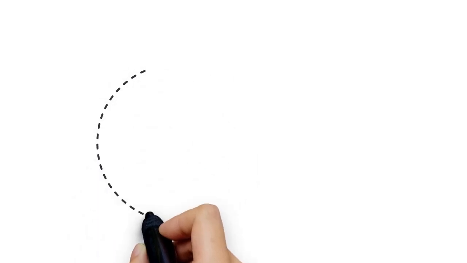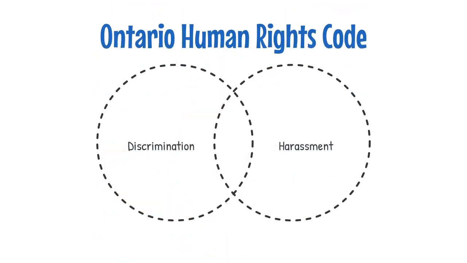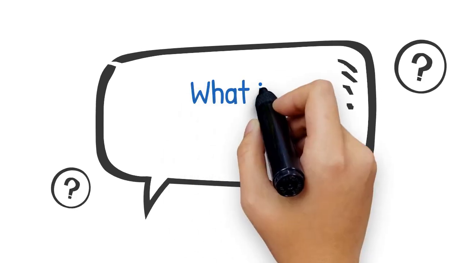Discrimination and harassment. The Ontario Human Rights Code and the 3 main bodies involved in implementing it all use and interpret the terms discrimination and harassment on a daily basis, as they are integral to human rights in Ontario. But what exactly is discrimination?